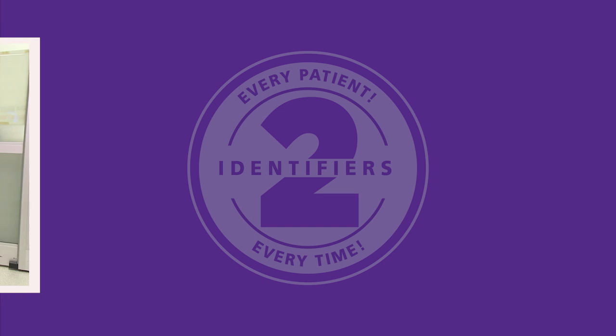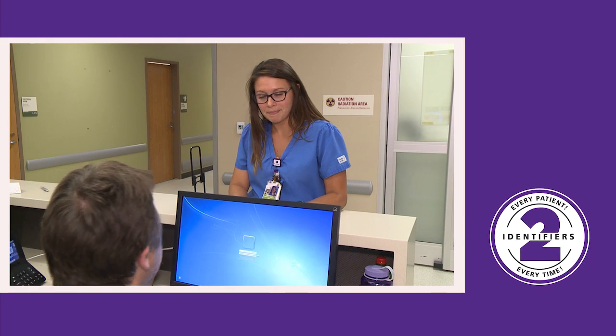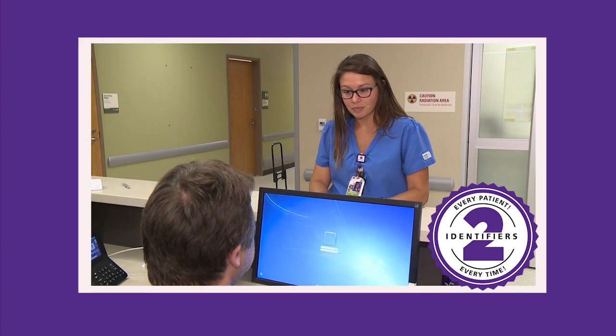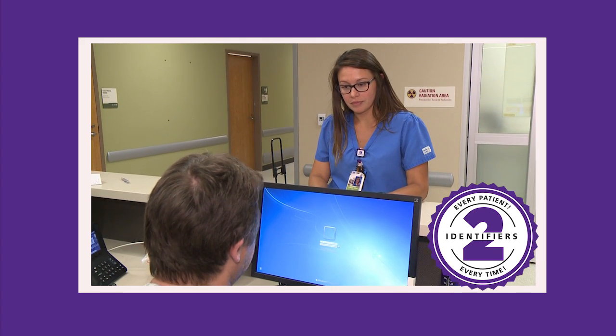Now let's take a look at the scenario again where Megan effectively uses two patient identifiers to avoid a mistake like we just saw in the previous scenario.